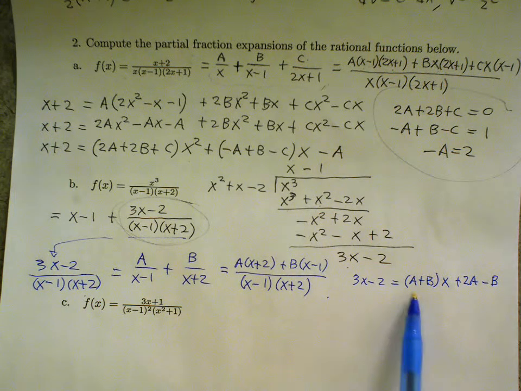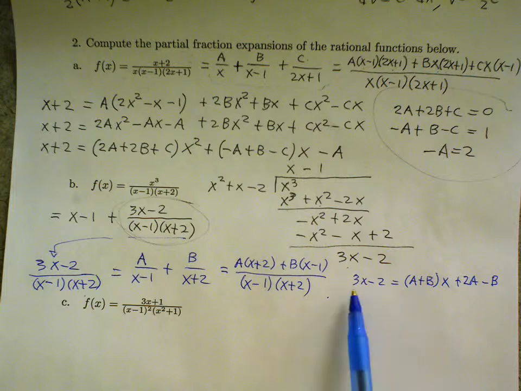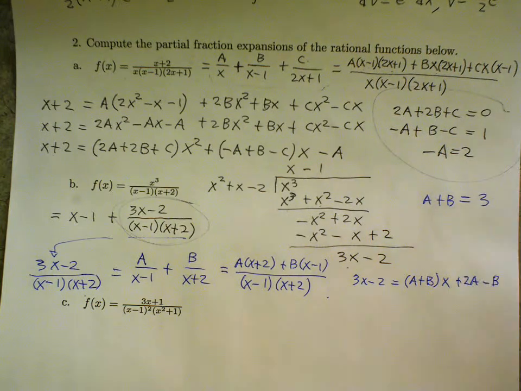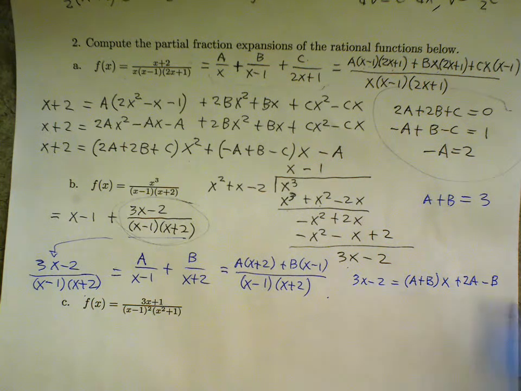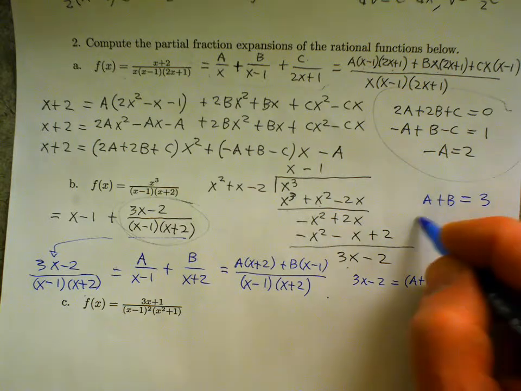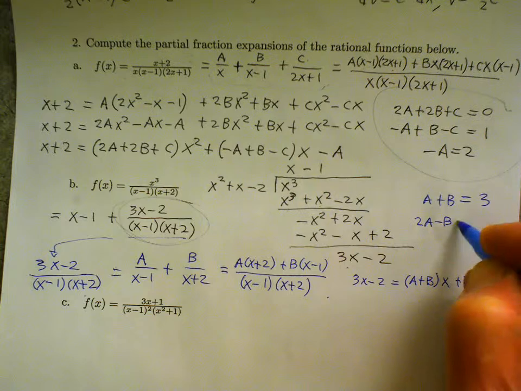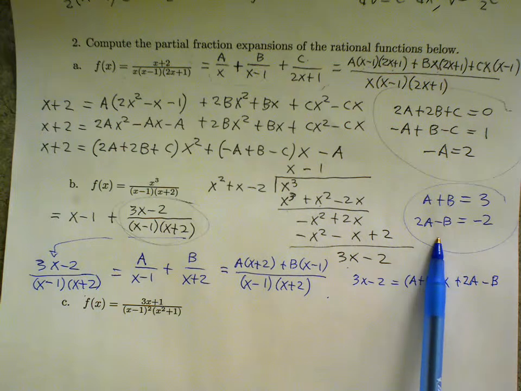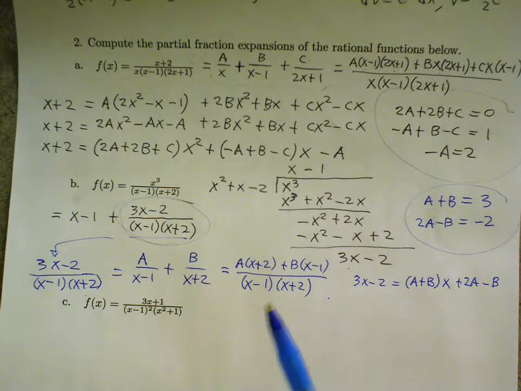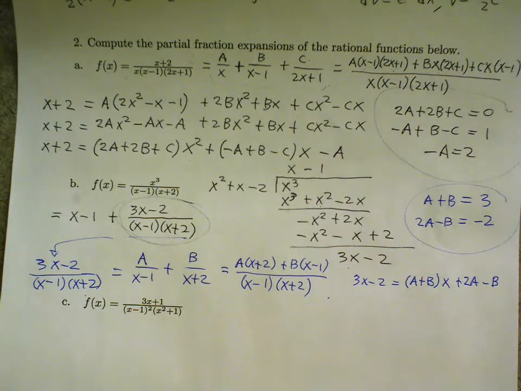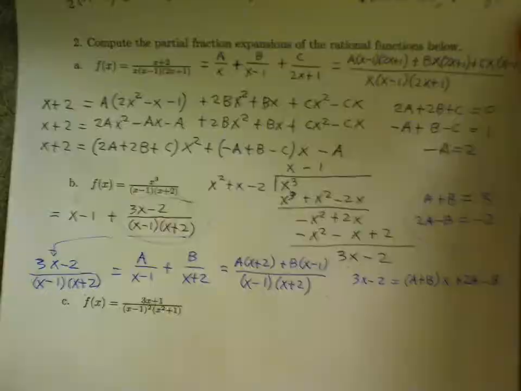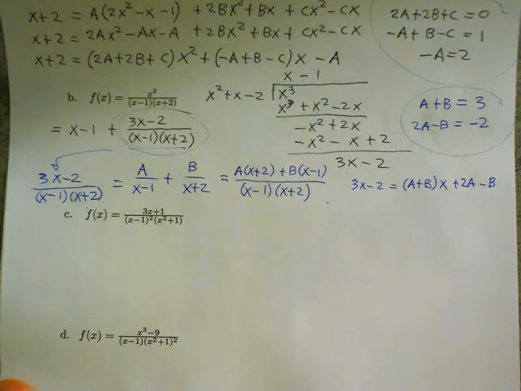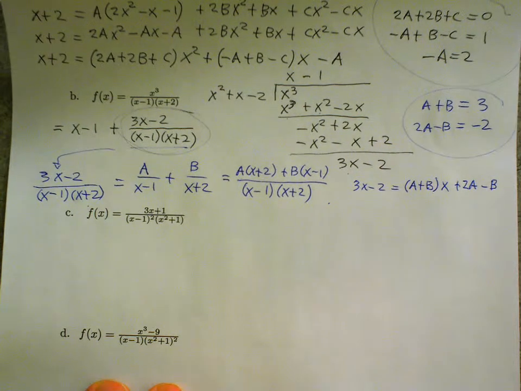So in this one, it has to be the case that a plus b equals 3. Those are the coefficients of the x term. And then the constant negative 2 equals 2a minus b. So I'll write 2a minus b equals negative 2. And then you can solve this system for a and b. Okay, in part C, well, we can proceed to write the expansion.